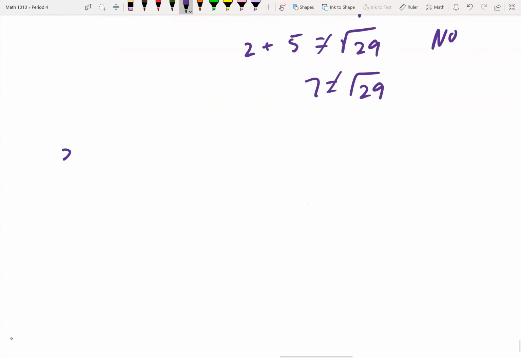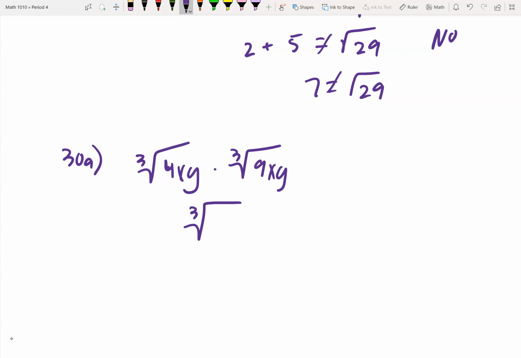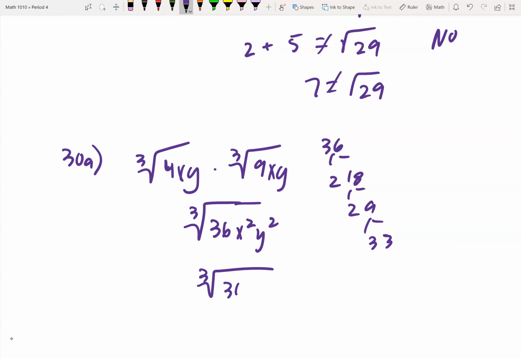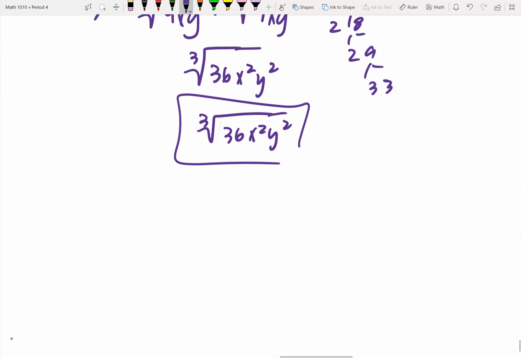Okay, question 30a. Multiply these together. This is the cube root of 4xy times the cube root of 9xy. So that's going to be the cube root of 9 times 4, which is 36, x squared y squared. Now I'm going to break down the 36, so that's 2 times 18. 18 is 2 times 9. 9 is 3 times 3. I don't have 3 of anything, and I don't have 3 x's or 3 y's, so there's actually nothing I can do. Okay, question B.